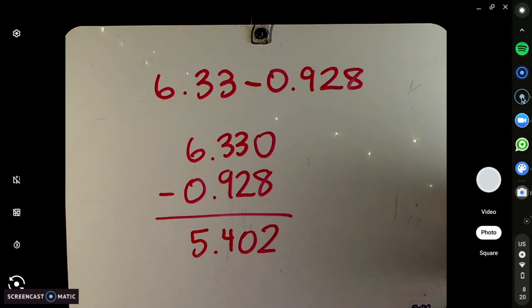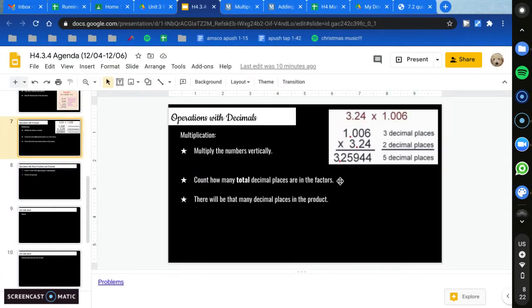Okay, we're going to learn about multiplication with decimals. Just like addition and subtraction, we need to line them up vertically, because that's how we do math. Here's where it gets a little more complicated though. You have to count how many total decimal places are in the factors, and that's how many decimal places there'll be in the product. Let's look at this example picture right here.